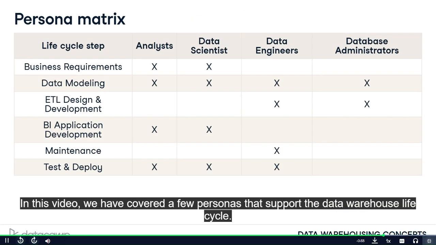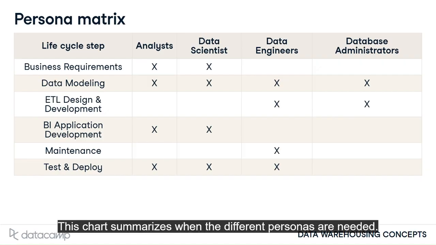This chart summarizes when the different personas are needed. The list contains only the leading data-centric roles involved. For example, we ignored roles like project managers. Finally, additional essential personas are the organizational leaders who sponsor.